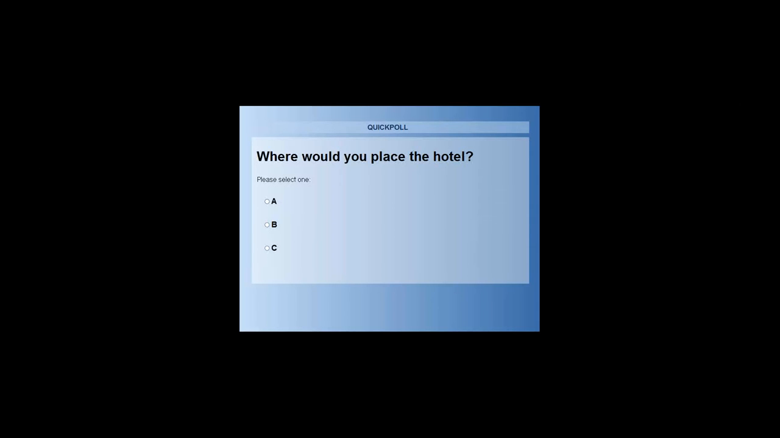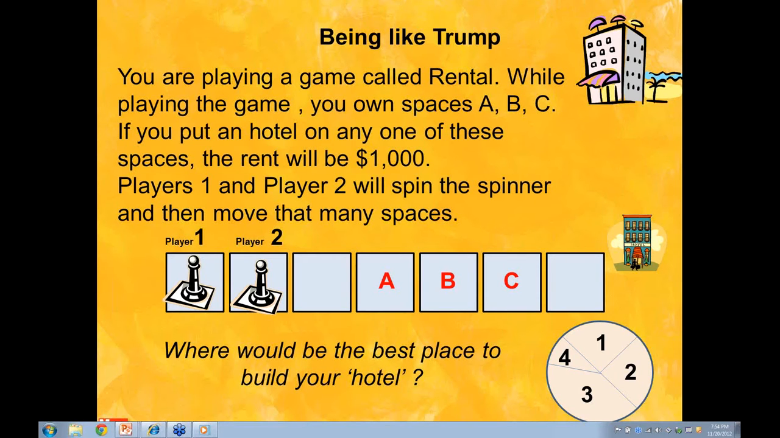And the poll is open. Think for a few minutes before you respond. Where would you like to build a hotel? All right, let me close the poll and share it with you then.